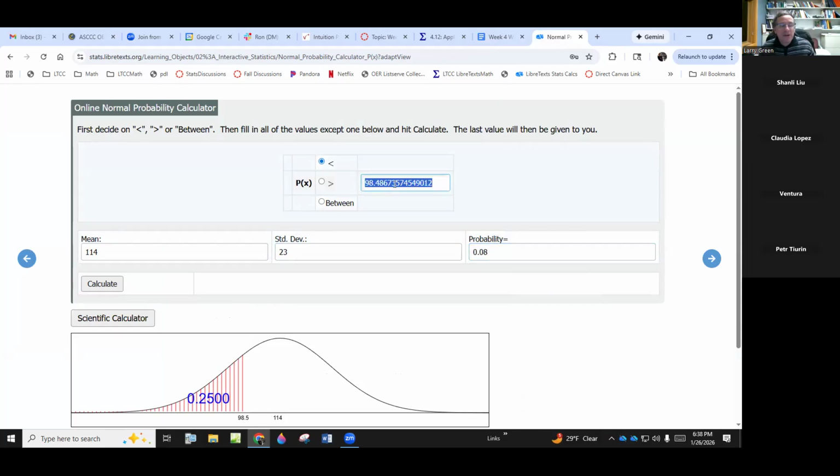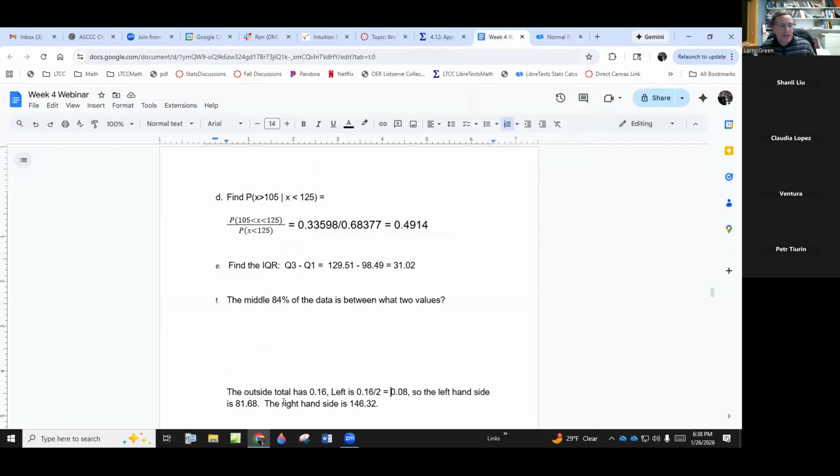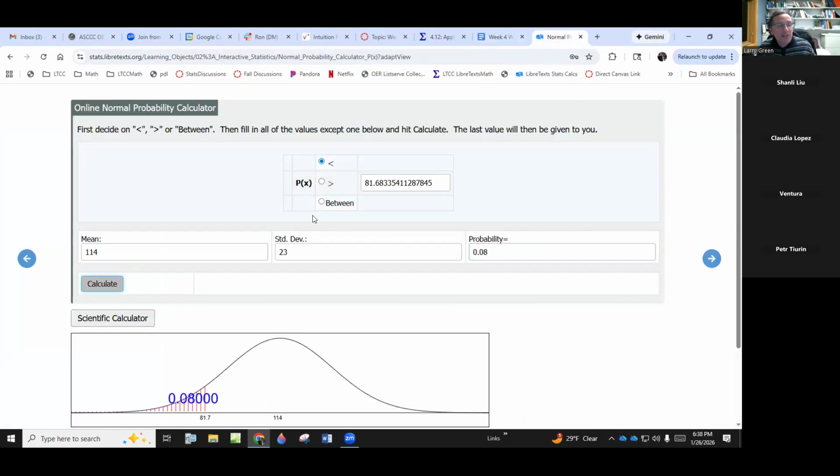We want the value. And I hit calculate. And you get 81.68 or so. Any questions so far? So 81.68 was the left-hand side. For the right-hand side, there's a few ways of doing it.